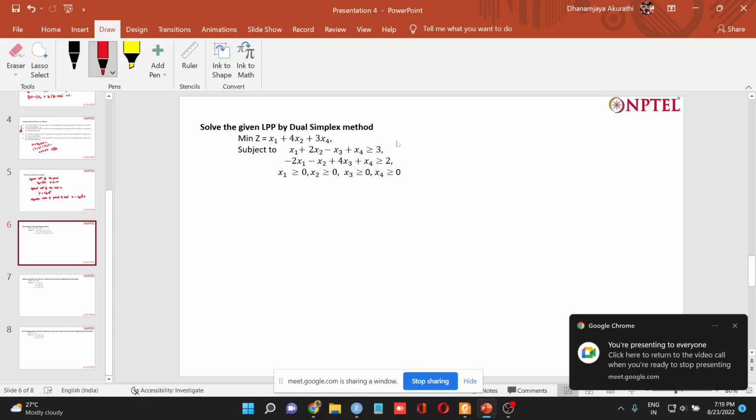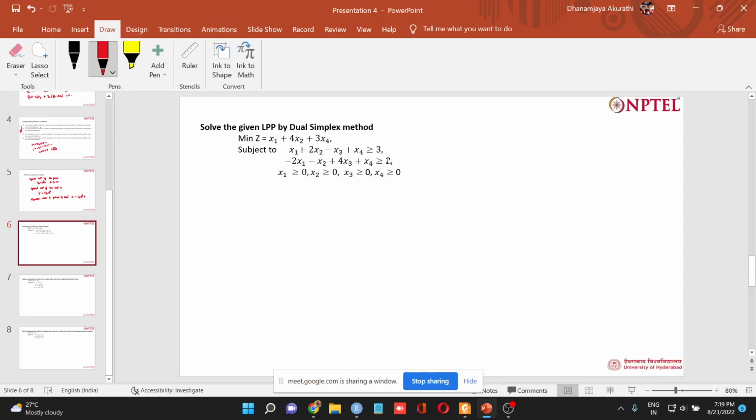And why we are using this dual simplex method: if any of the RHS values, that means the values of the basic variables, are negative, then we can use this dual simplex method. Let us see how to solve this problem. This problem is of minimization type. For solving, we have to convert this into the standard LPP. In the first week lecture I showed the conversion of an LPP into standard form. In the standard form, the LPP must be of the maximization type.